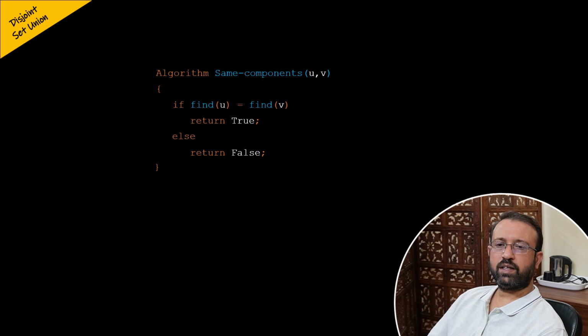Now let us look at the time complexity of this algorithm. This algorithm contains an if statement, which is a primitive statement and takes constant time. But the if statement makes calls to the find operation. And the find algorithm takes O of n as the time complexity. Therefore, the overall time complexity of this algorithm is O of n. So this is how we can use union find operation to find whether the vertices belong to the same connected component.